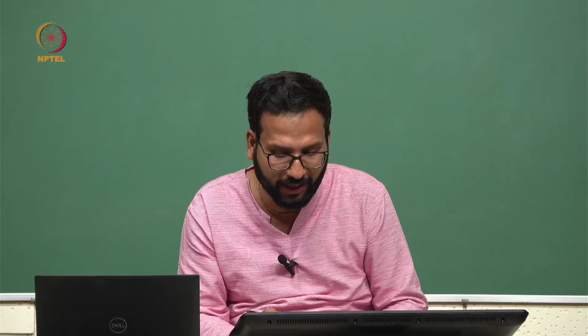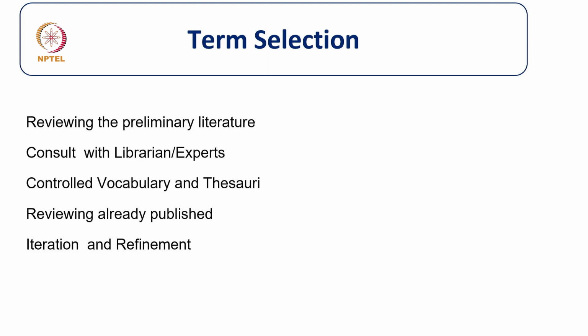For selection of terms we follow different approaches. Some of the approaches are listed on this slide. First, we may review the preliminary literature related to that topic, or consult with librarians or experts in that area. Then we can follow controlled vocabularies and thesauri. Different vocabularies are available, like MeSH, which is Medical Subject Headings.